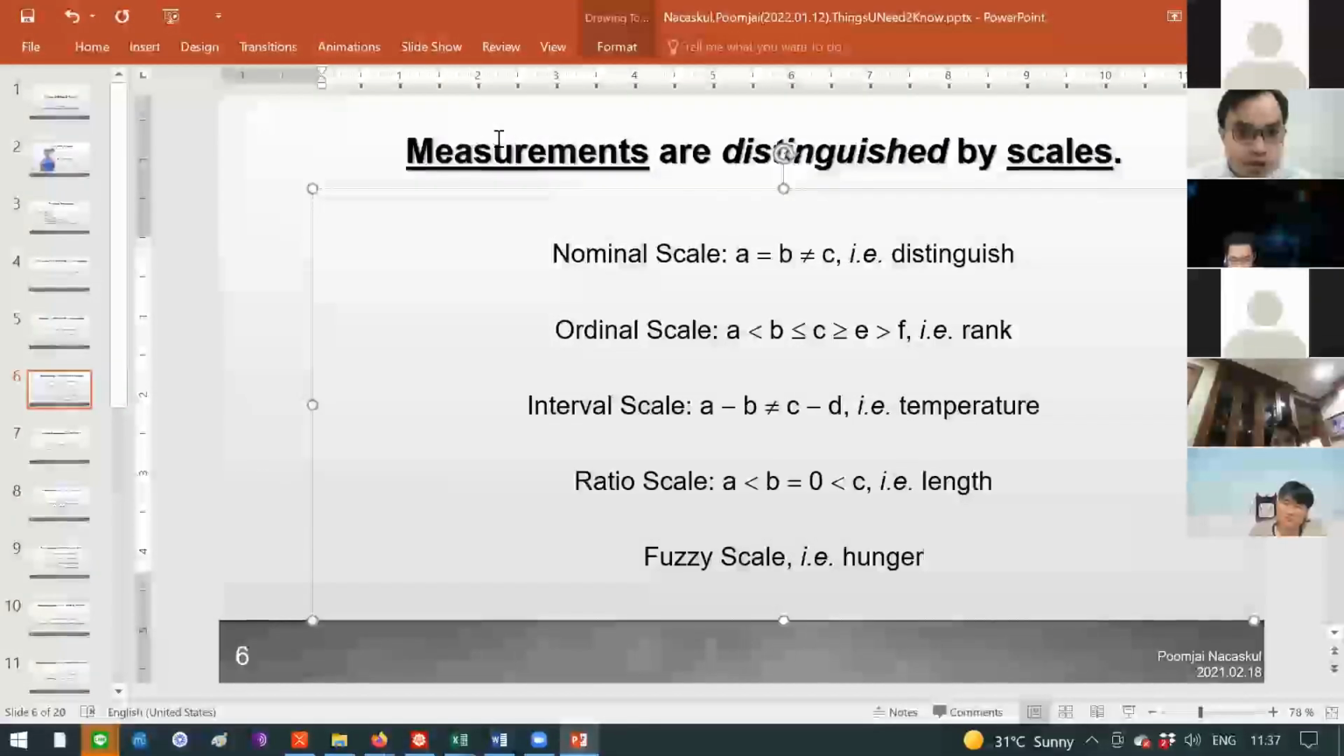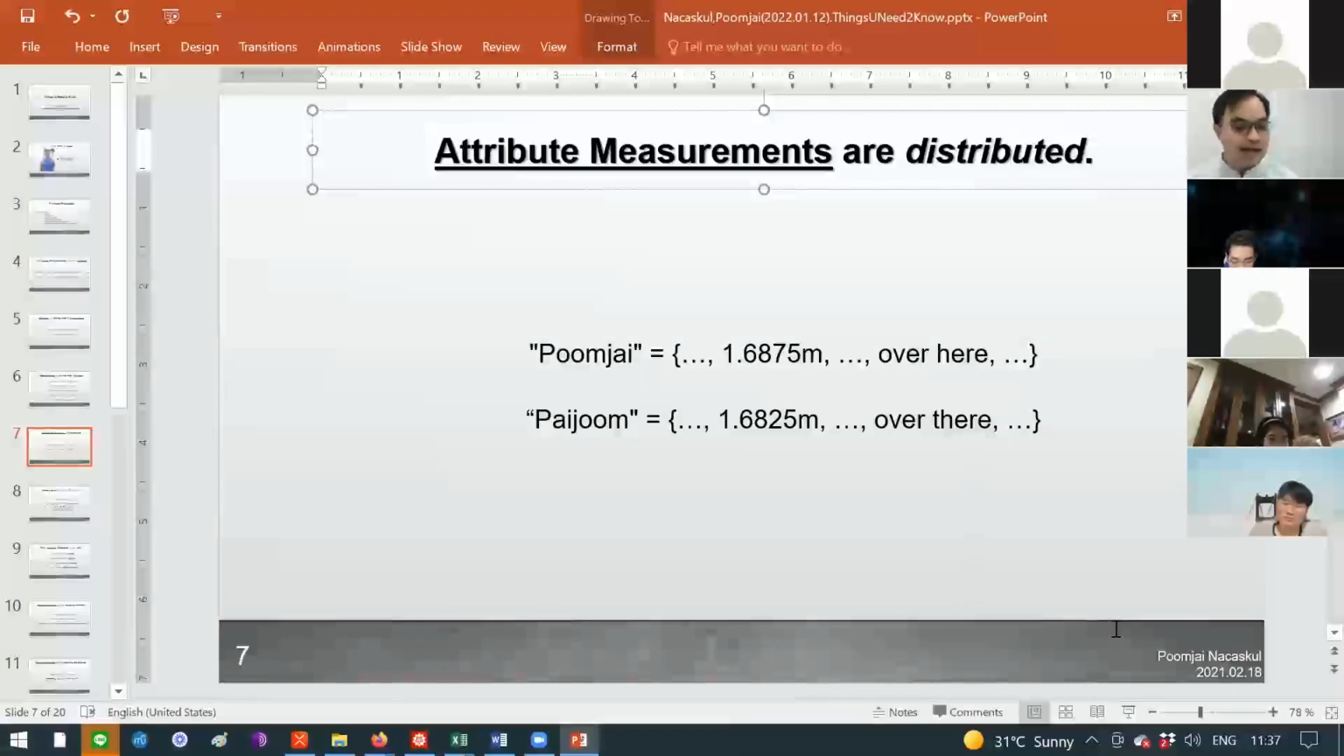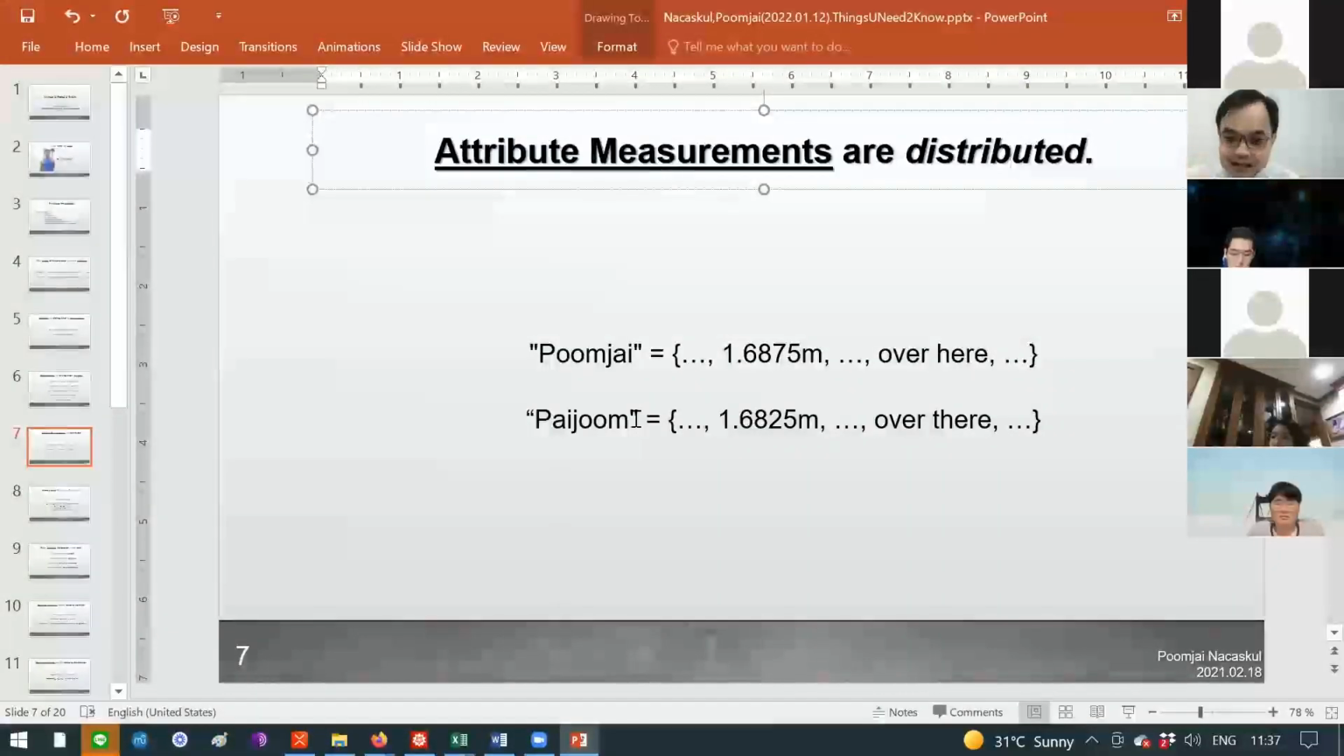Okay, so you can measure by scale. Now, this is where it gets more interesting. Attribute measurements are distributed. What I mean by distributed is that not everybody can share every single attribute, right? Kumjai and Paiju can have the same exact height, but at the end of the day, at least we differ by physical whereabouts. So if you don't look at the whole row of attributes, you look at just one attribute, and you look at the same attribute for every person, everything from that class, you will see that it is distributed. Distributed means it cannot just have one value.